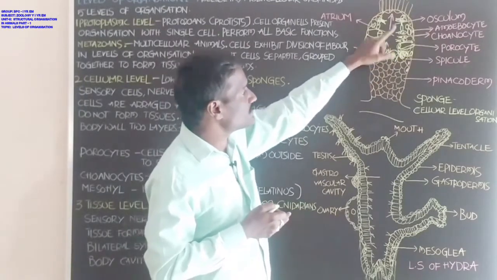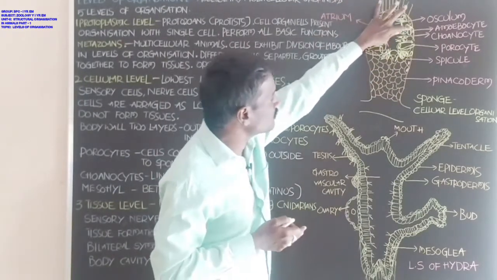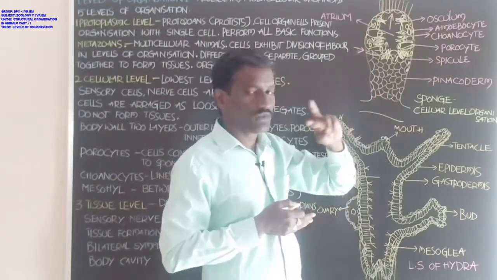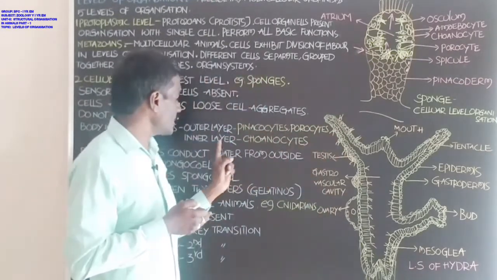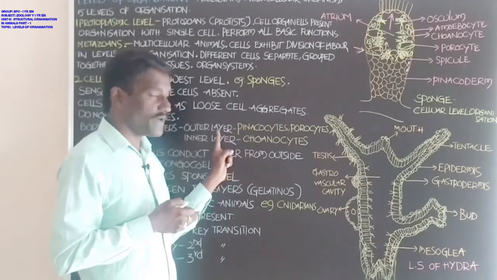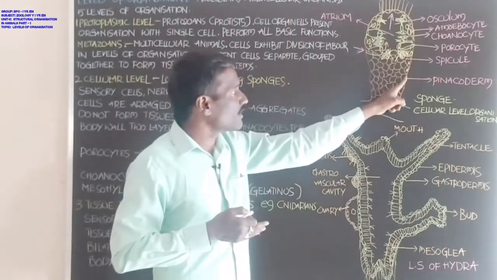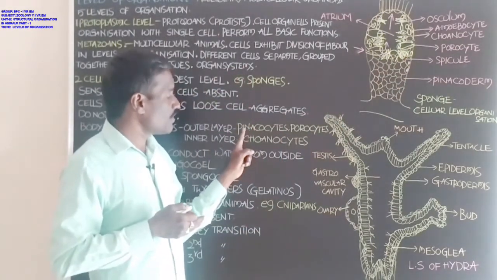Students, this is the body wall. The body wall shows two layers. The outer layer is called pinacoderm, the outer layer of the body wall.